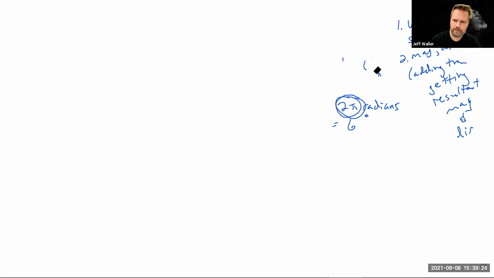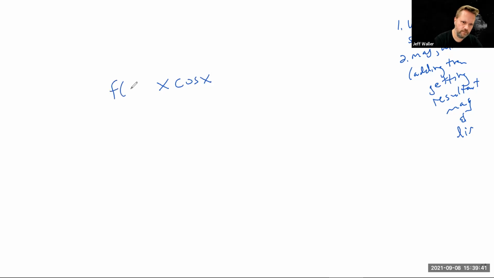Real quick, before I forget, one last thing about radians. If I have an expression like x cosine x, let's say I have a function like this, there is only one unit that makes sense to use here. So I really want this to make sense. Can somebody tell me real quick, what is cosine of 30 degrees? Let me do a little side note. Somebody remember how to think of that real quick?